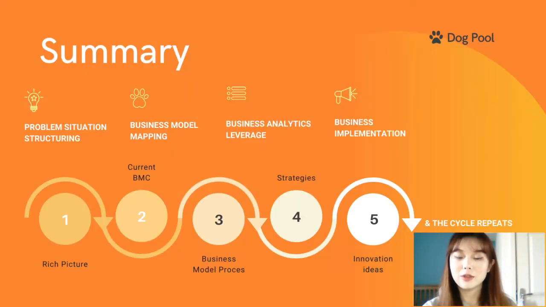Okay, let's go to the summary part. We analyze the problem according to the current situation of the dog pool, draw the rich picture, and make the current BMC. Then, with the support of data, a model is established for analysis, and three feasible strategies are proposed for you to choose. On this basis, we also put forward some innovative ideas.